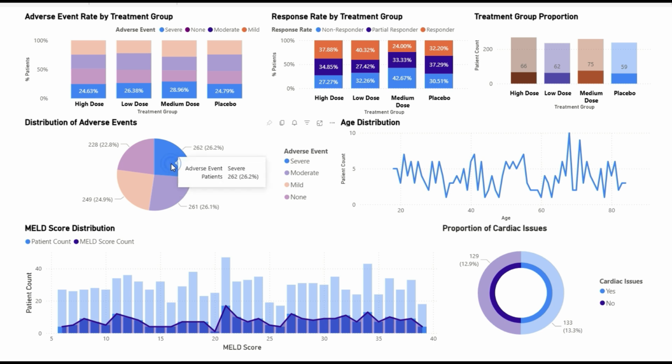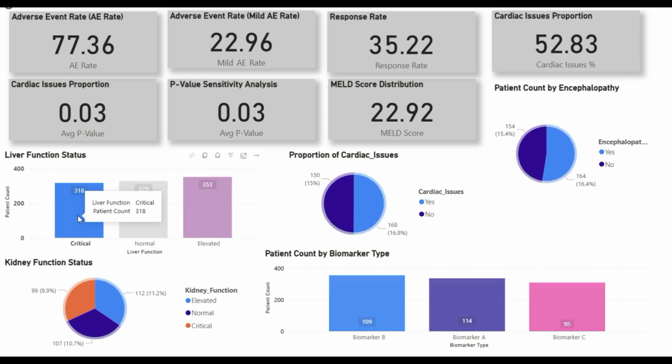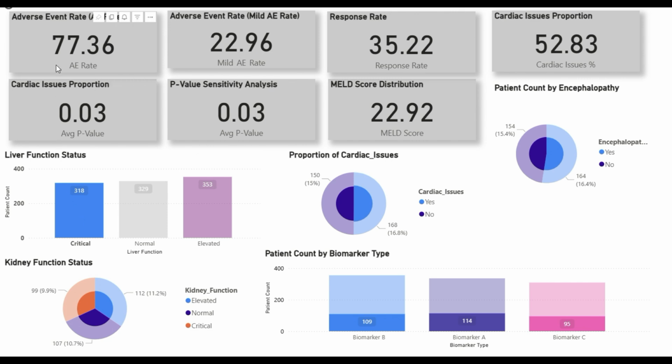To further explore how clinical risk categories influence trial metrics, we apply a second filter, critical liver function status. This filter highlights patients with the most compromised hepatic function, a key consideration in trials involving liver endpoints. After applying the filter, we immediately see changes across the dashboard. The adverse event rate remains elevated, and response rates fall even further, indicating a clear impact of liver dysfunction on treatment effectiveness. The cardiac issue proportion rises again, and p-value sensitivity becomes a focal point.